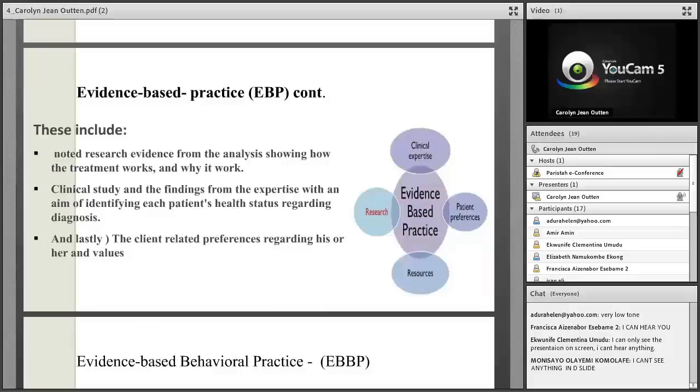And lastly, the client-related preferences regarding his or her values. It has evidence to prove the best option as per results. How practitioners generally outline the importance of values while carried out, for those who will be affected and the performance of those who will be affected.